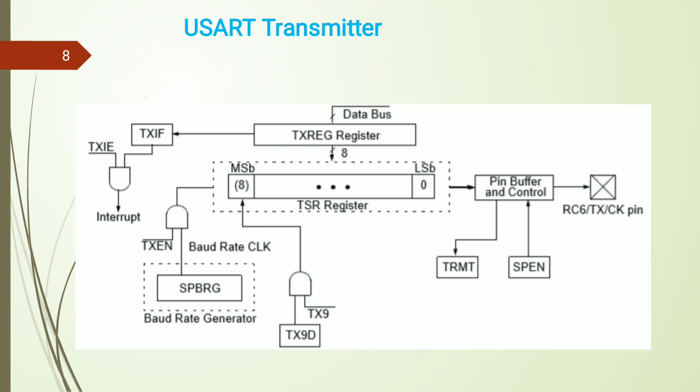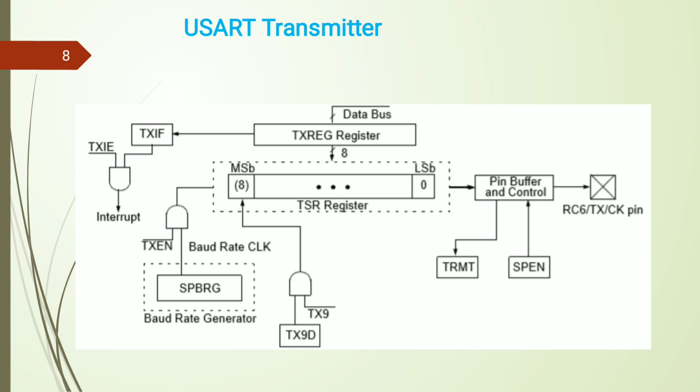And when TSR register becomes empty, that is, contents of TSR register, either 8-bit or 9-bit, are transmitted completely towards the buffer register, that is buffer and control section, in that case, if TSR is empty, TRMT bit becomes high, that is set to 1. So when TSR is empty, TRMT bit becomes 1, so that it will be able to receive the next data from the TXREG register for the next operation.